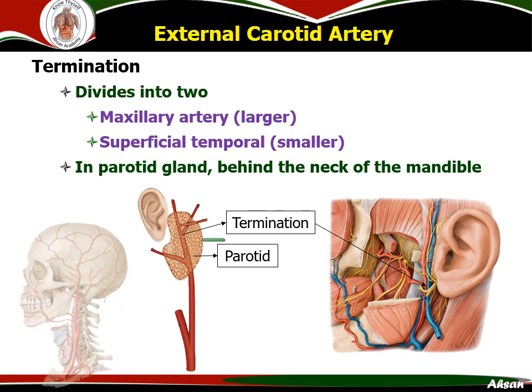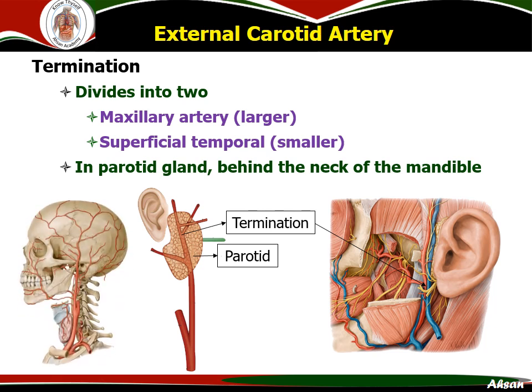This is the parotid gland shown. You can see the photograph of the total course. This is the mandible, and the arrow indicates the neck of the mandible position. Behind the neck of the mandible, it divides into maxillary and superficial temporal.